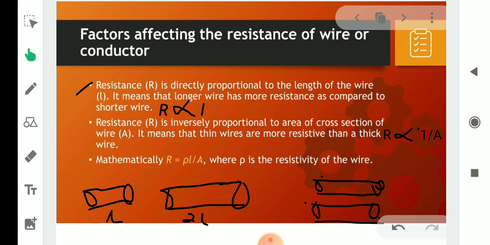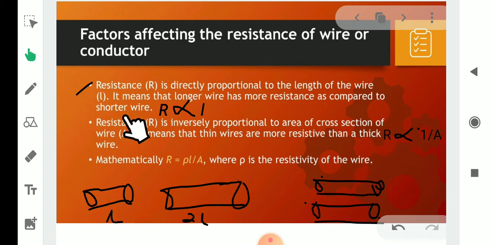Yes, you all understood how resistance works. What are the factors on which resistance depends? The first factor is the length of the wire. How does it depend on length? It is directly proportional to length. That means as the length of the wire increases, resistance also increases. A longer wire has more resistance compared to a shorter wire.